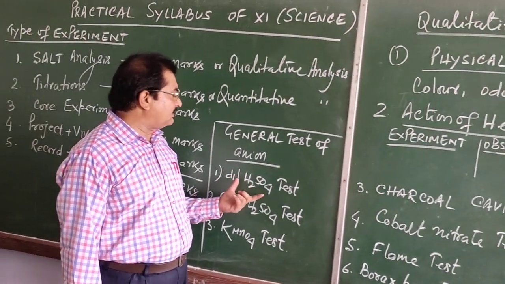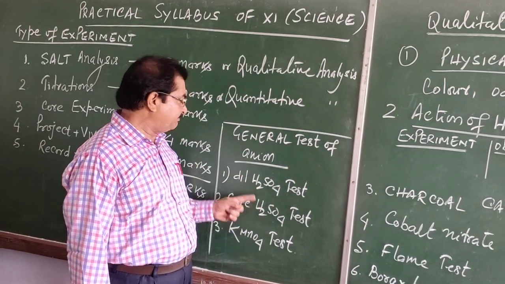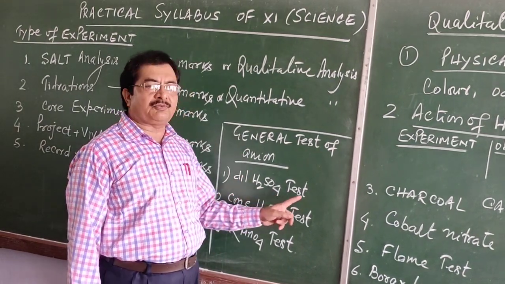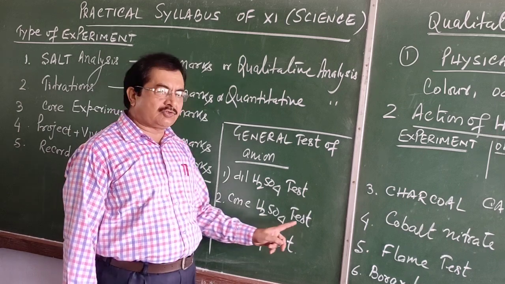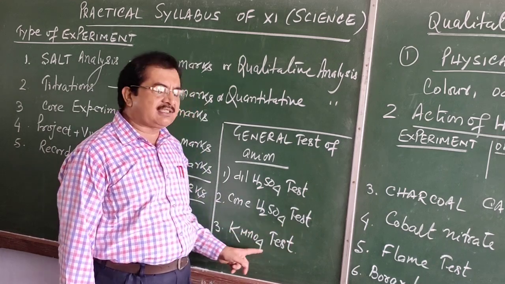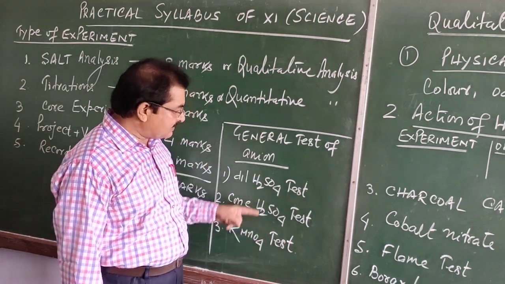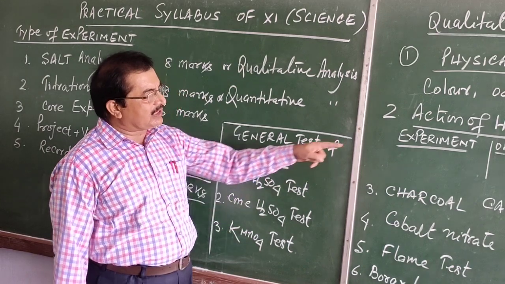Then we come to the general test of anion. There are 3 general tests of anion: number 1 is the dilute H2SO4 test, second is the conc H2SO4 test, and third is the potassium permanganate test. In these 3 tests also, we do the tabular form.